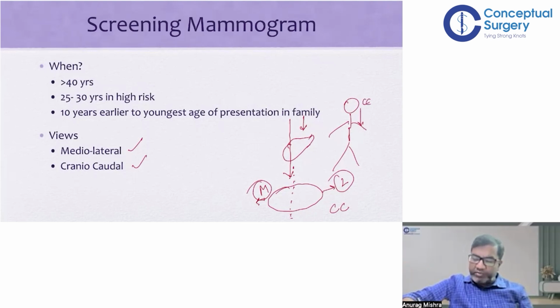The second view is mediolateral oblique. So from the medial side to the lateral side, oblique. So this axis is called mediolateral oblique. And this is the breast tissue.